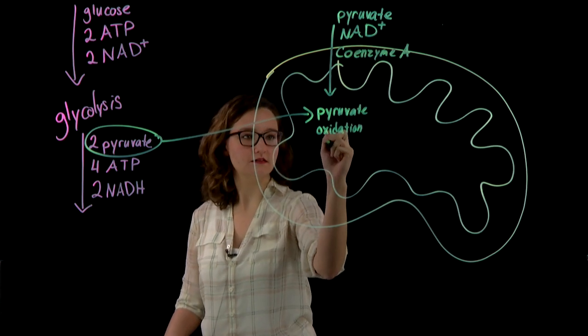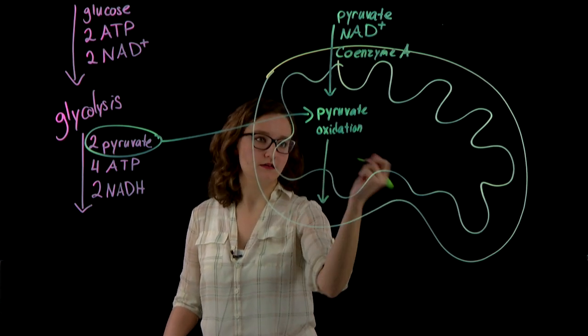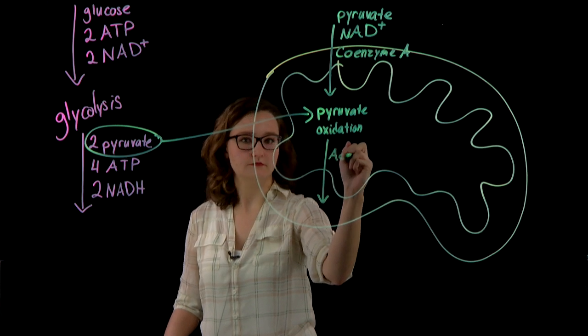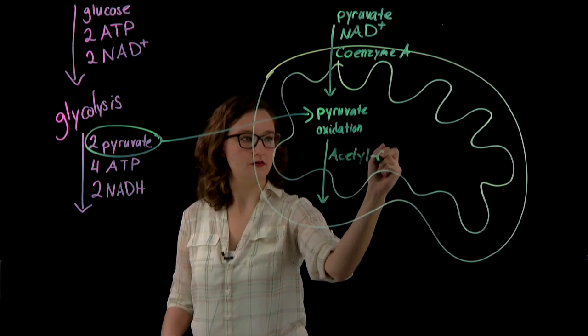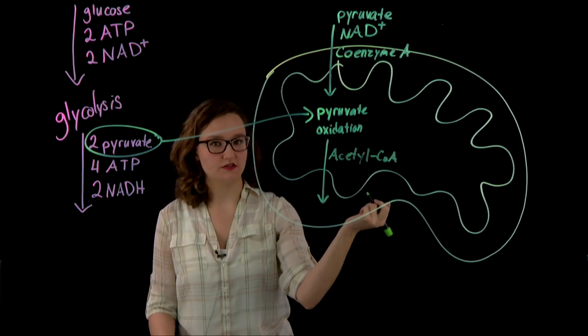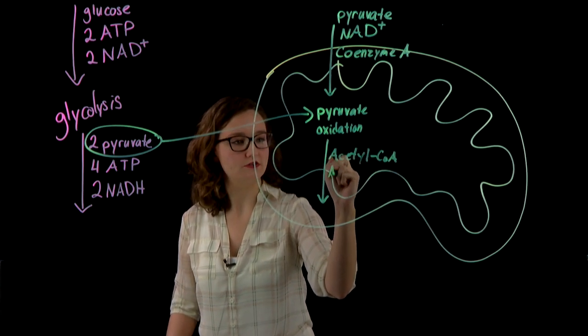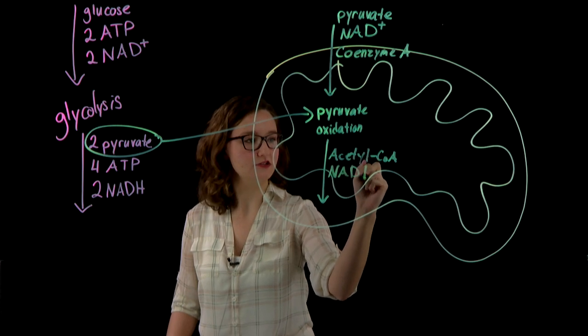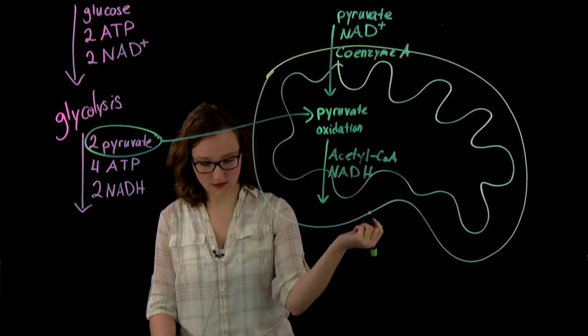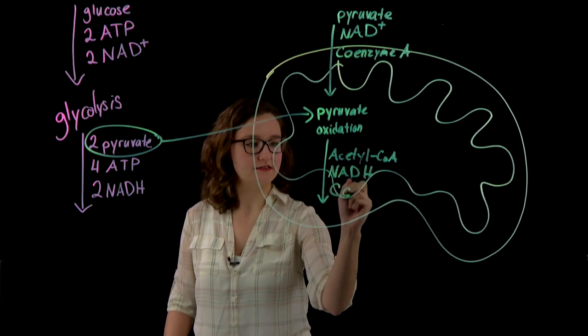So we put this in, and out we get acetyl-CoA, which is just 2 carbons attached to this CoA group. We get the reduced form NADH, and we get a carbon dioxide.